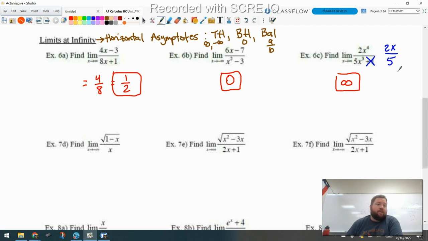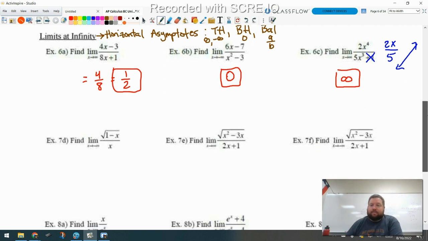And if you graph 2x over 5, that's a linear function. It goes like that. Positive slope. And so as x goes to the right, the function goes to positive infinity. It goes up. Had we been going to negative infinity, we would have gone left. We would have gone down. So that's kind of a visual way to think about those top-heavy ones.